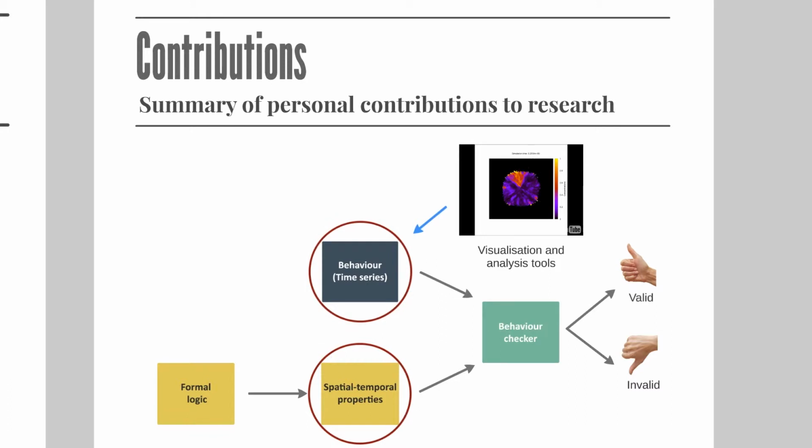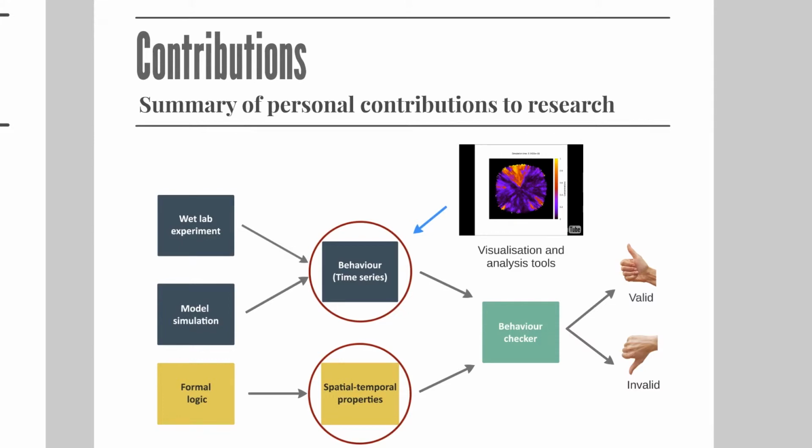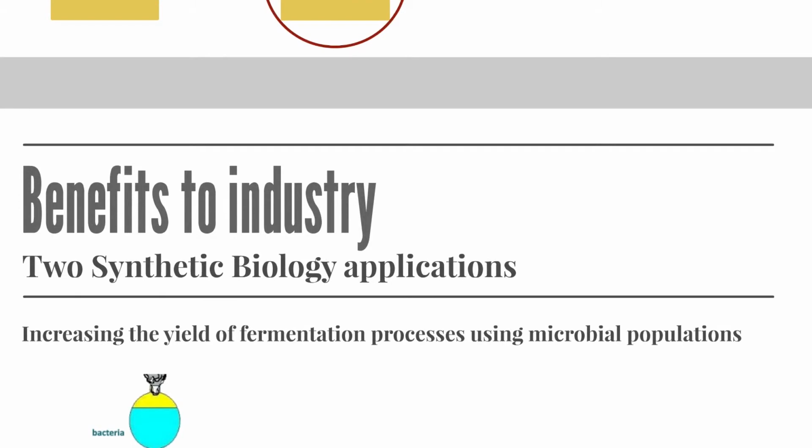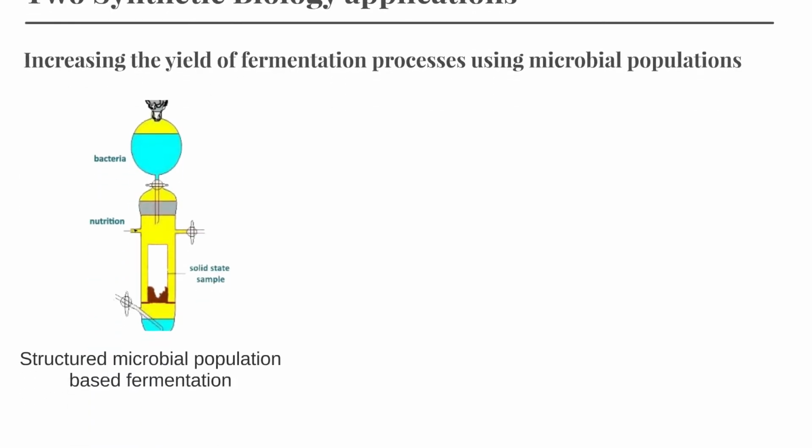The Behavior Checker was designed to use behaviors generated from model simulations, but also from wet lab experiments. The benefits to industry are two synthetic biology applications. The first application is increasing the yield of solid-state fermentation processes using microbial populations.